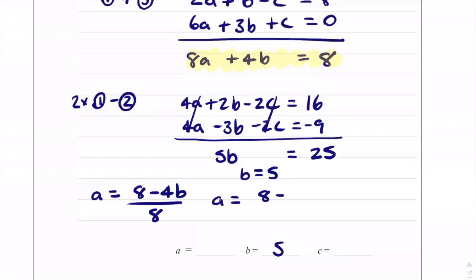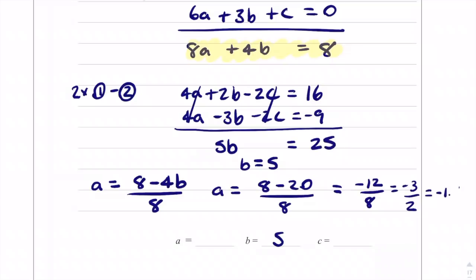Well, b is 5, so it's going to be 8 minus 20 over 8. 8 minus 20 is minus 12 over 8. Well, that's going to simplify to minus 3 over 2. This is minus 1.5.